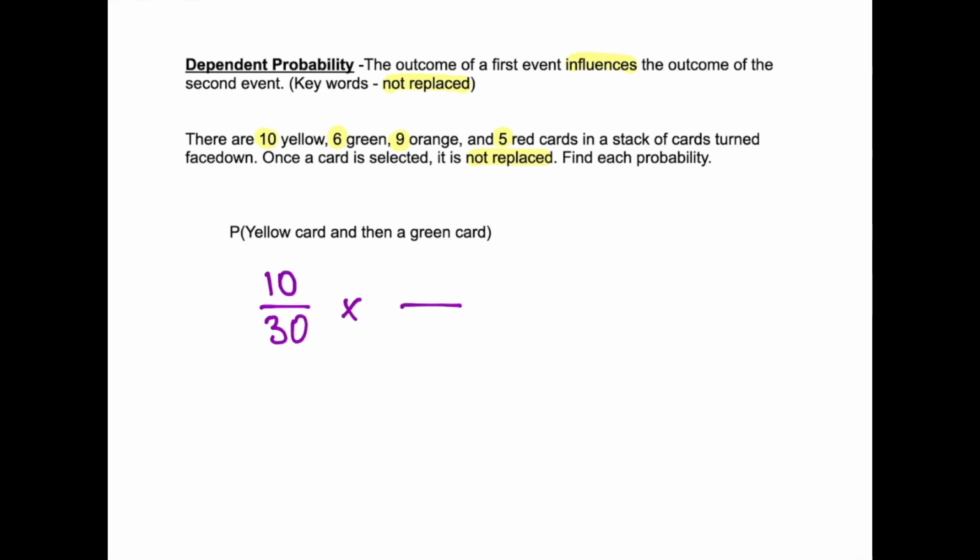Then, when you have probability, you want to assume that you get what you wanted on the first event. So we're going to assume we got a yellow card, meaning there's no longer 10 yellow cards in the deck, there's now 9. Now we can do the second ratio. How many green cards are there? There's 6. But instead of being 30 cards, now there's 29 because we did not replace it.